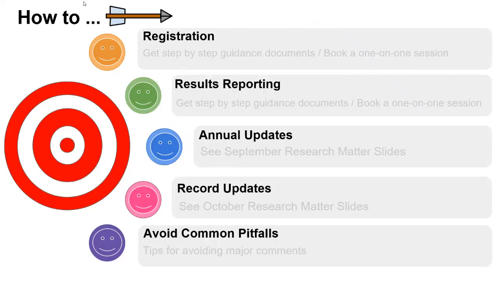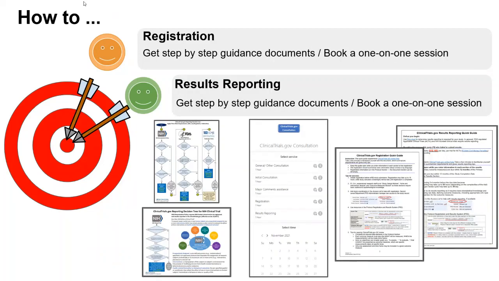For the past few months, we have been doing a How-To series during each Research Matters that has covered topics on ct.gov registration, results reporting, annual updates, and ct.gov record updates. We have the ct.gov support office website, which also includes useful ct.gov related guidance documents and decision trees. So be sure to check this website as well when you check the sponsor investigator website.